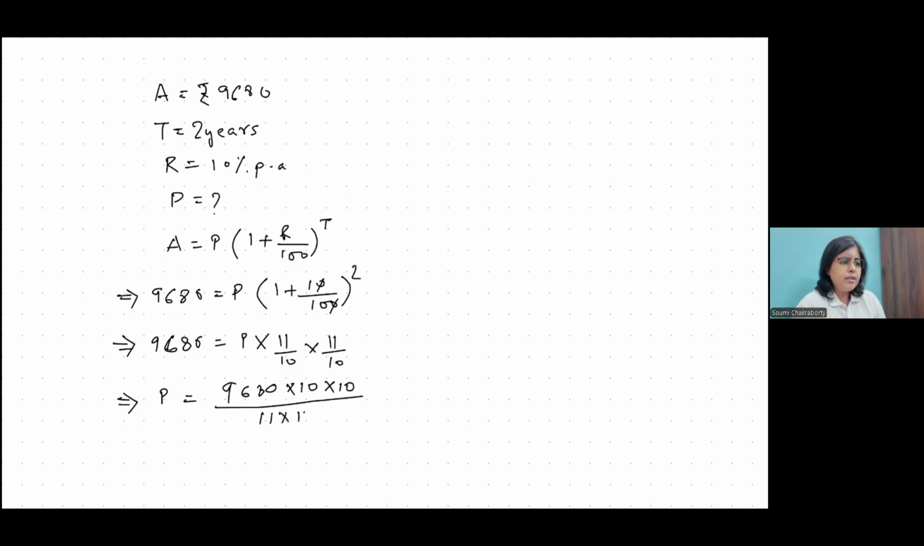Now let's see whether we can reduce it or not. Yes, it gets reduced. 880. This also gets reduced. This becomes 80. So we have a clear-cut answer. That is, my principal is nothing but rupees 8,000. Very simple. So we just don't need to panic whenever we see that everything else is given apart from principal.